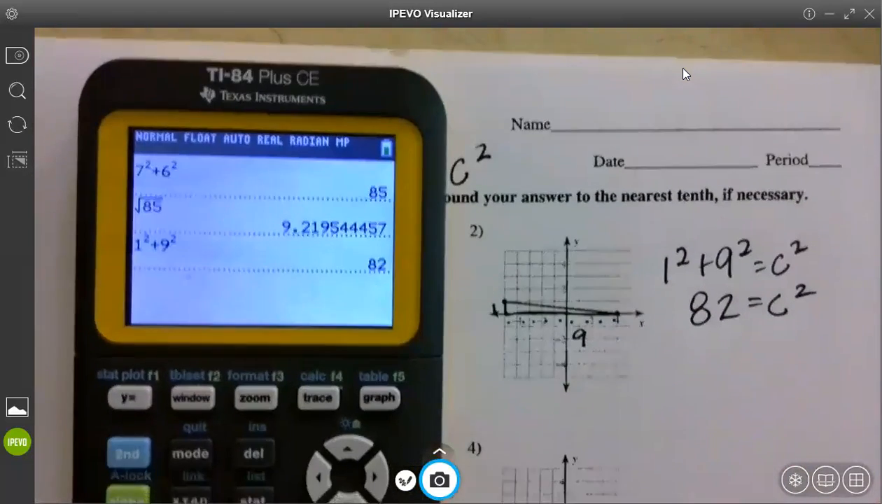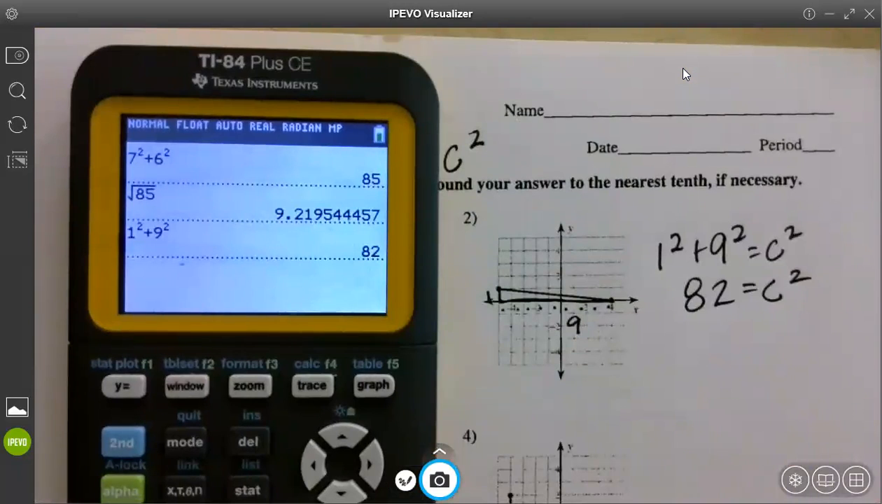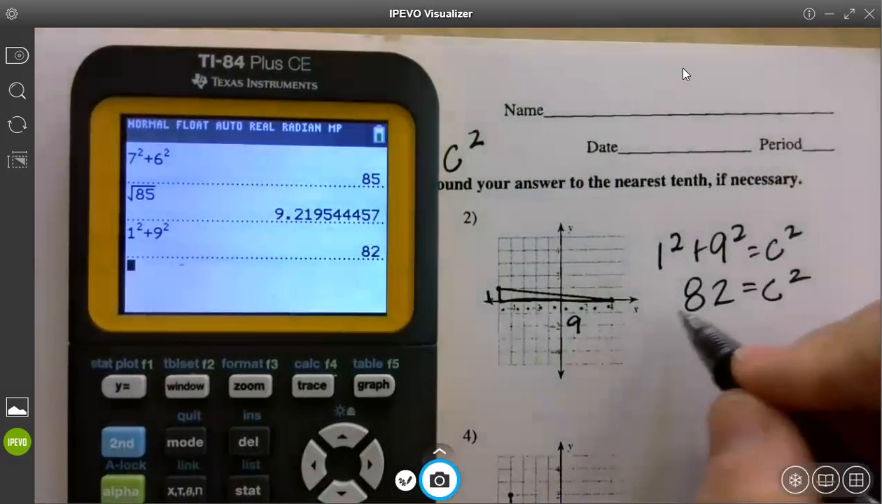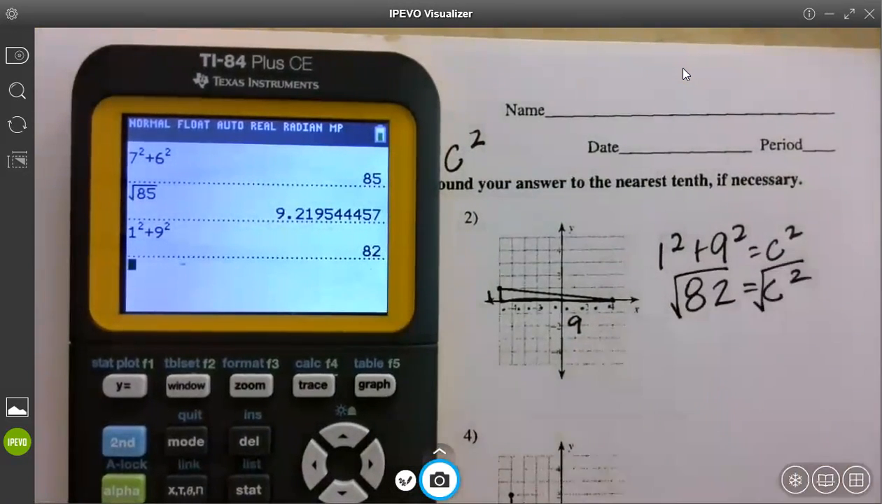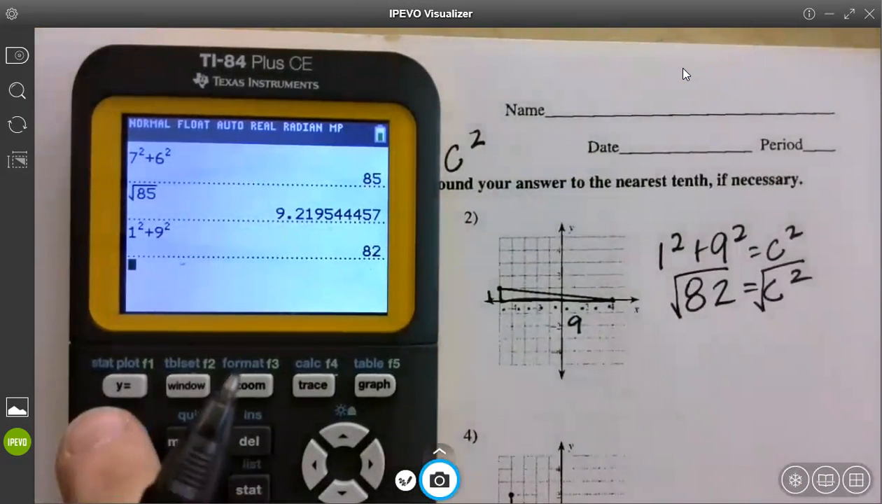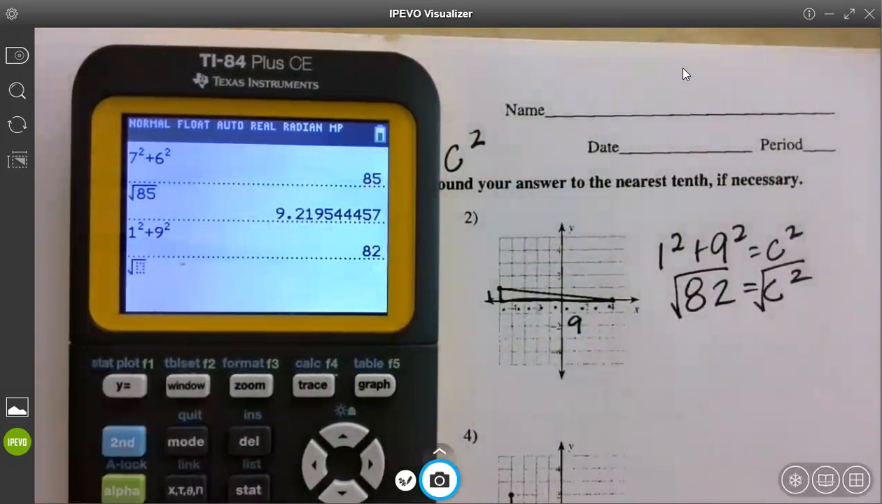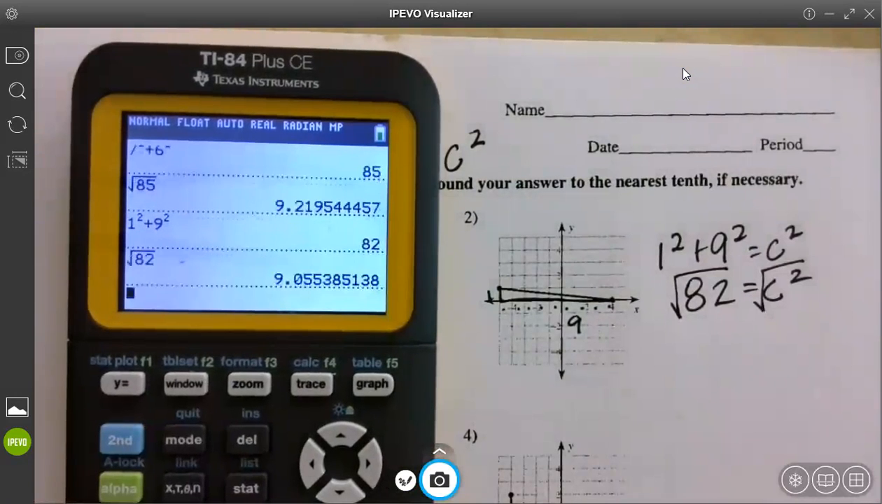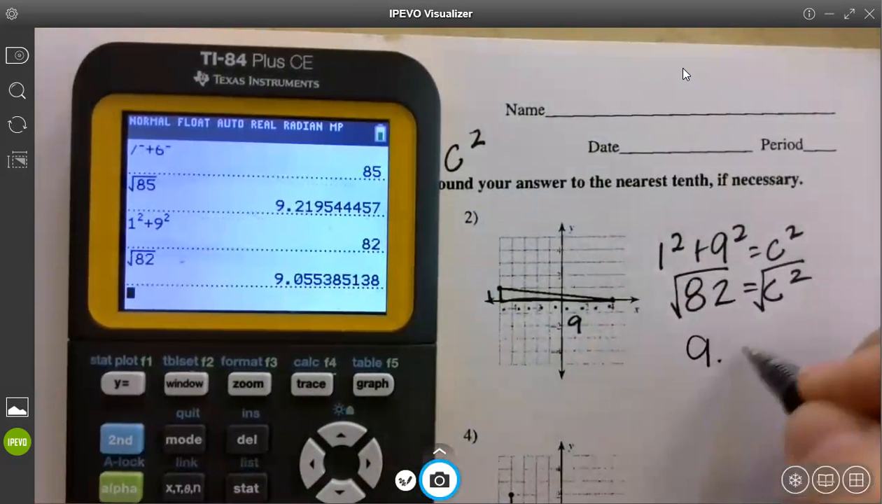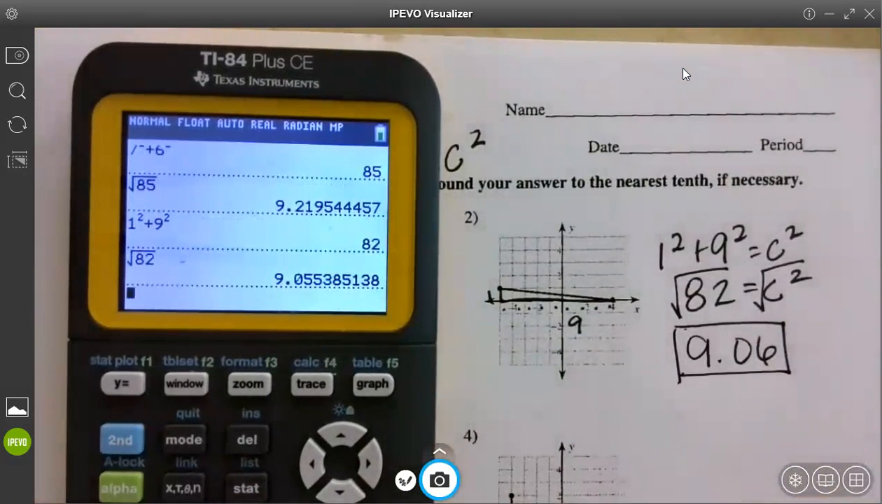And then what's the last step that I need to do? Yeah, square root. So second and x squared to get that square root. 82 and hit enter. And we get 9.06. If you give me 9.05, that's fine as well, okay? So don't stress too much about your rounding, just give me 2 decimal places. Okay.